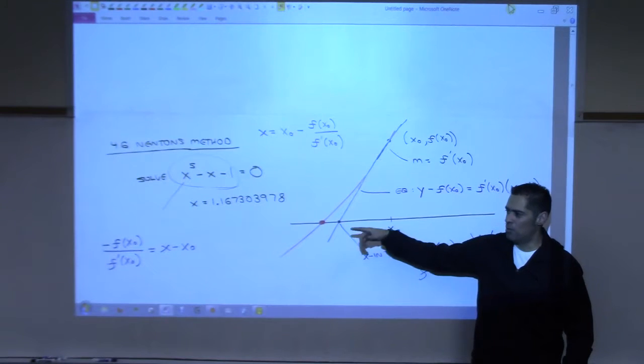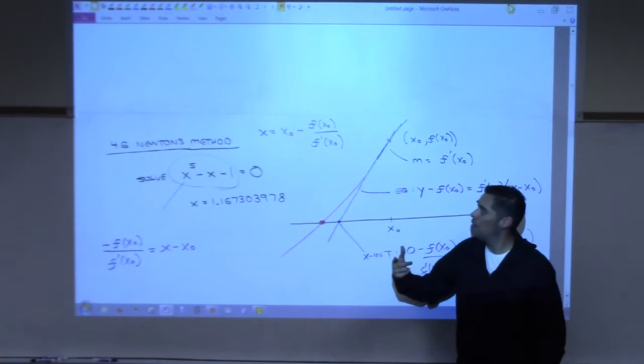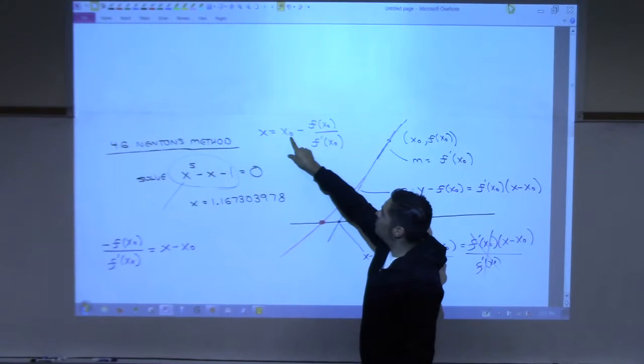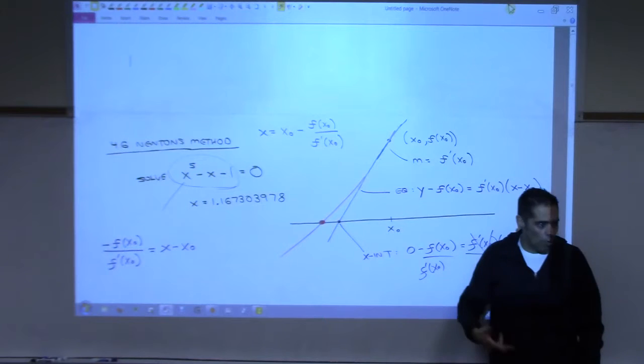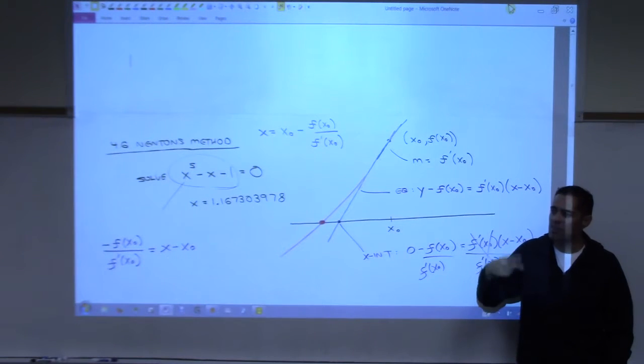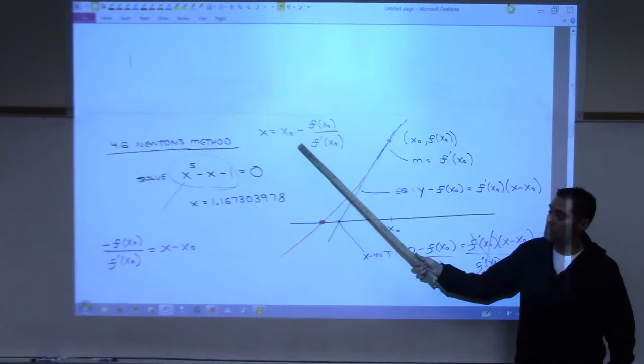And then what do I do to get the next point? Repeat the process over again. But instead of using x sub 0 here, x sub 0 here, and x sub 0 here, I'd use what? x sub 1. And then to get x sub 2, I'd repeat that. I'm sorry, to get x sub 3, I'd repeat that, but put x sub 2 in here.